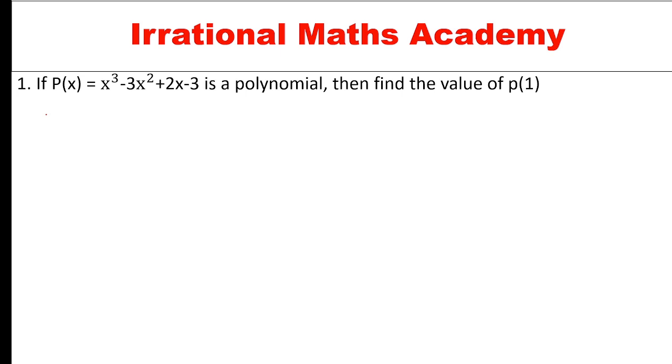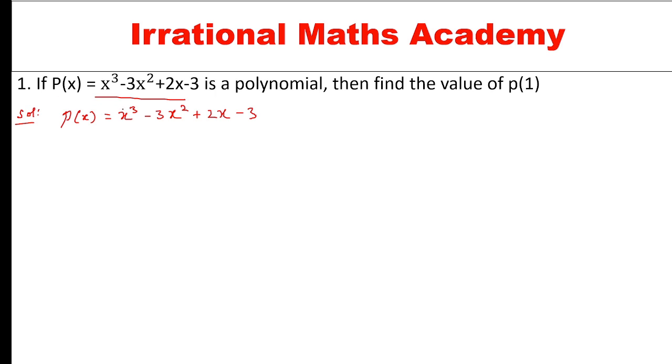So if p of x equal to x cube minus 3x square plus 2x minus 3. This is a polynomial given. And then what we are supposed to do? Find the value of p of 1. So let me write down. Okay, p of x polynomial, x cube minus 3x square plus 2x minus 3. Here p of x is given.